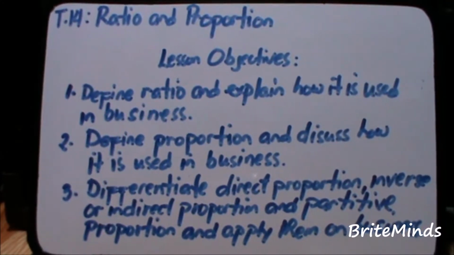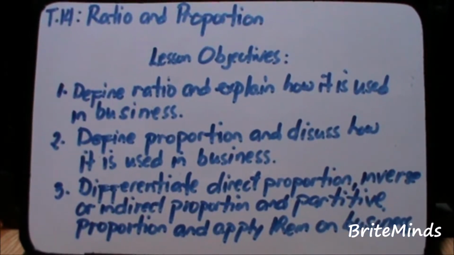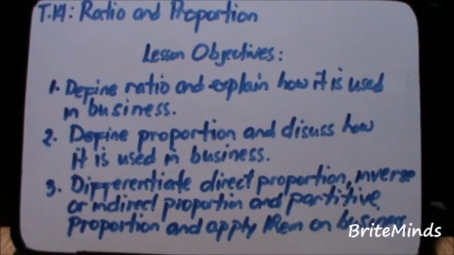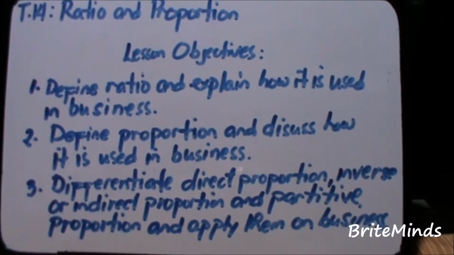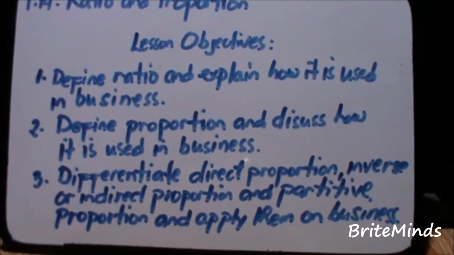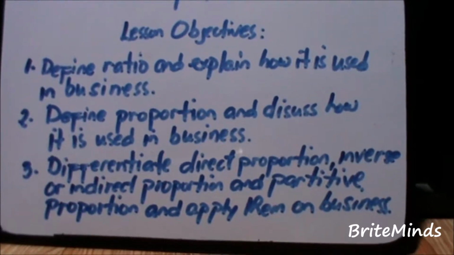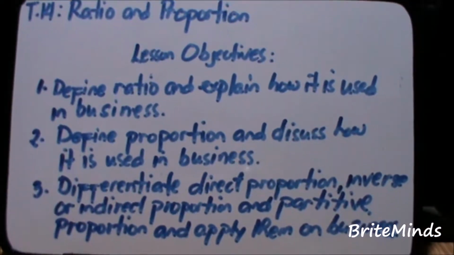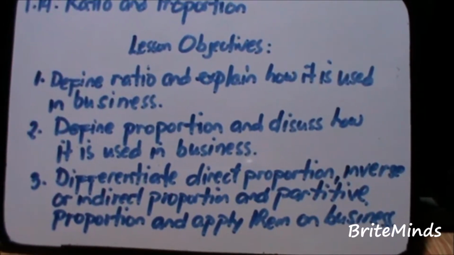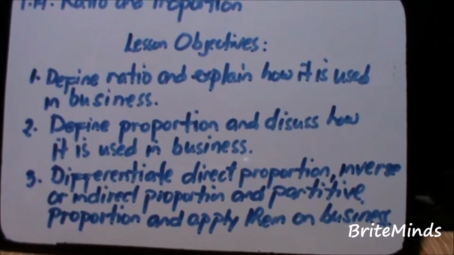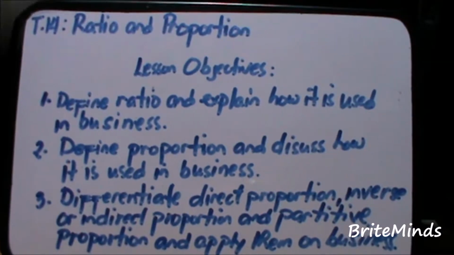So, our topic for today is ratio and proportion. Our lesson objectives are: define ratio and explain how it is used in business; define proportion and discuss how it is used in business; differentiate the direct proportion, inverse or indirect proportion, and partitive proportion, and apply them in business.